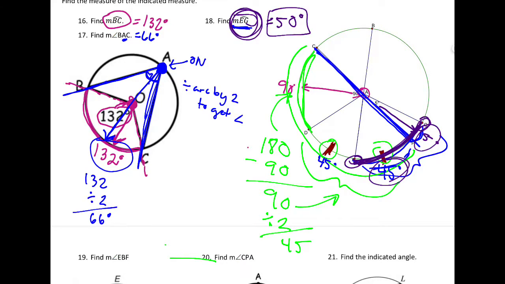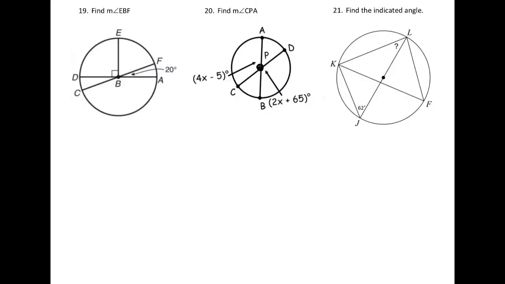So you kind of got to remember to find the diameters. If you find a diameter, you can use a semicircle. And once you find a semicircle, then you could see how many pieces are on that semicircle and figure out what arcs you can find from that. All right, so moving right along to number 19.